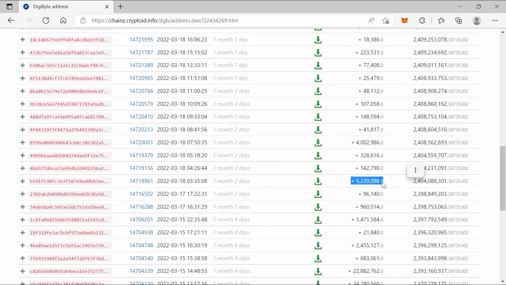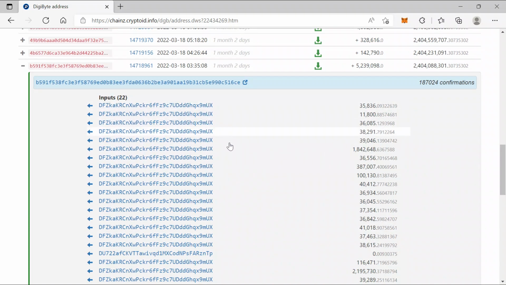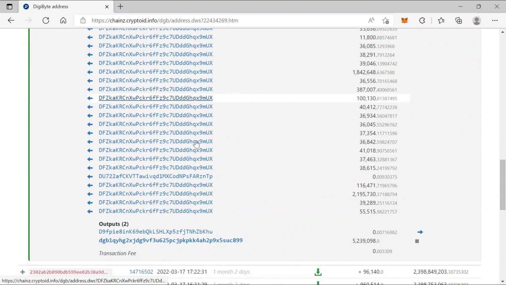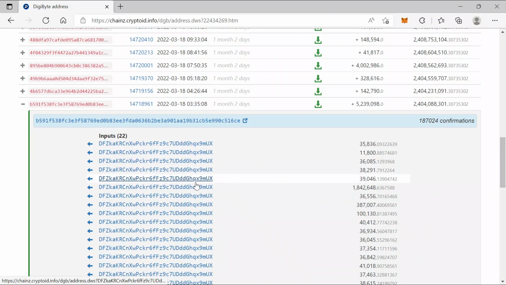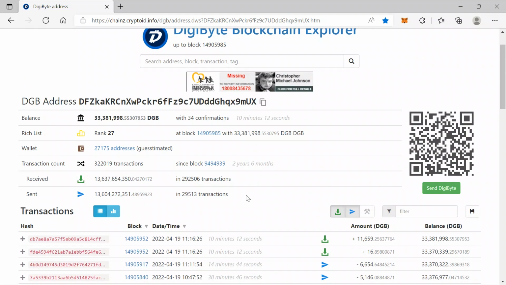That's 5 million Digibyte, not dollars, Digibyte. And you can see they all came from pretty much one location. This one location, just because I know after looking at it for quite some time, is Binance. That's their hot wallet. So that hot wallet is down to just 33 million Digibytes, so they're going to have to move some here pretty quick, it looks like.